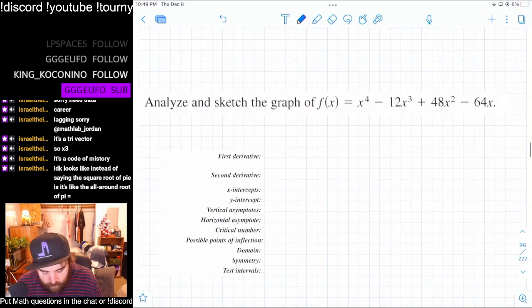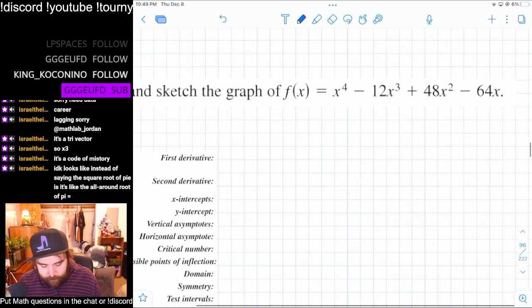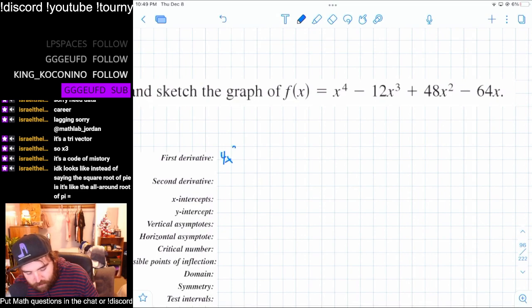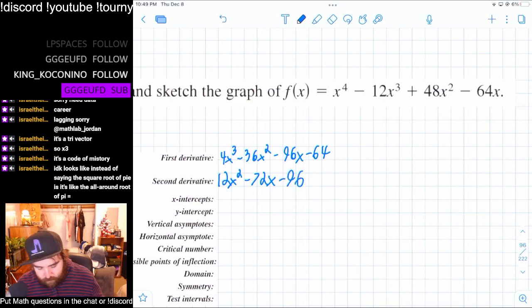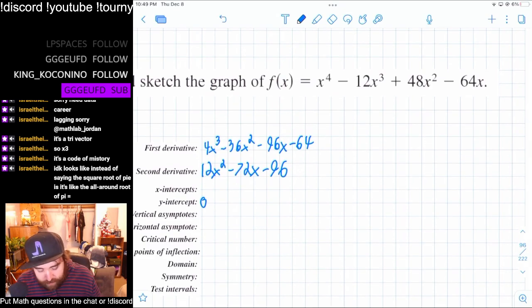Okay. So I'll go ahead and find the derivatives first. That's easy enough. It's just power rule. So 4x cubed minus 36x squared minus 96x minus 64. Then we do it again, 12x squared minus 72x minus 96. Okay, so definitely going to have some synthetic division ideas going on here. So y-intercept, easy enough. You plug in 0, you get 0. Done. X-intercepts, we got to set the whole thing equal to 0.